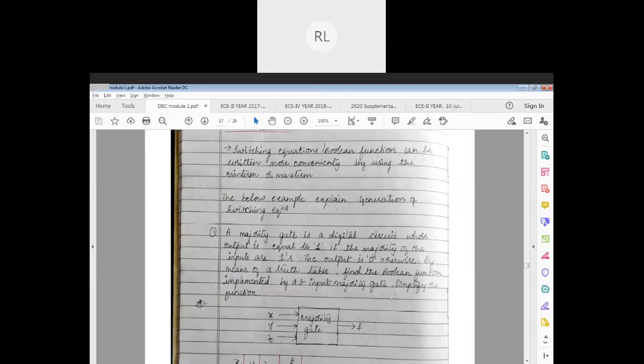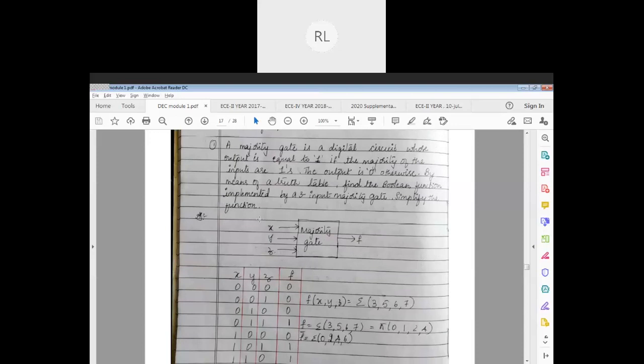By means of a truth table, find the Boolean function implemented by a 3-input majority gate. So this majority gate checks the number of ones: if fewer, 0; if more, 1. Simplify the function. We have a problem statement, and just for my understanding I draw a block diagram. I say that x, y, z are my inputs. This is my majority gate.